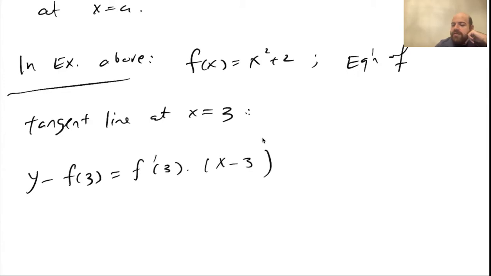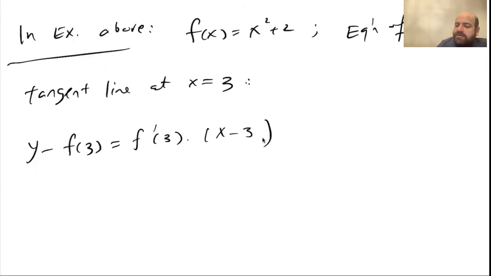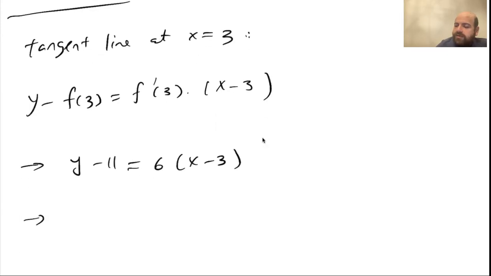because you know the slope, the equation of the line is y minus y naught equals m times x minus x naught. Now y naught is f of 3, x naught is 3, and the slope is f prime of 3. So then that gives y minus 11 equals 6 times x minus 3. And that will give me y equals 6x minus 18 plus 11. So that's going to be minus 7.